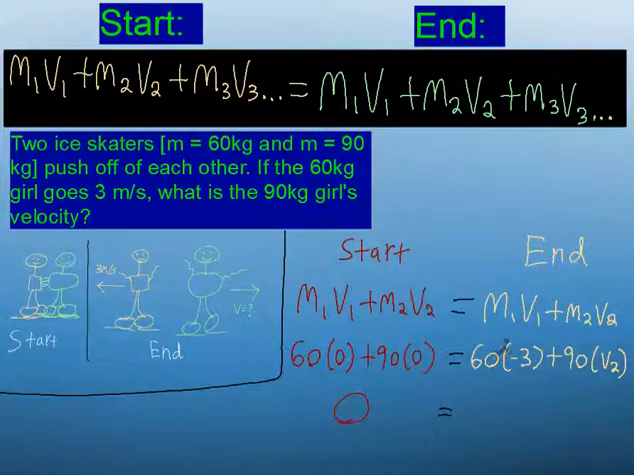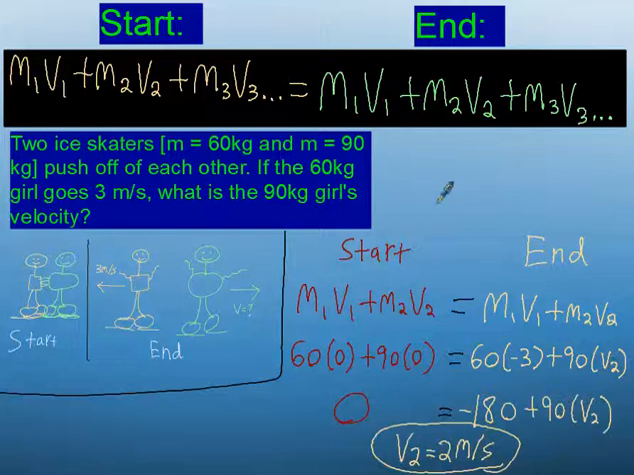Well, if we look over here, at the end of the problem, the 60 kilogram girl has a velocity of -3, and the 90 kilogram girl, well, we don't know what her velocity is, but this had better still be true. The only way for the total momentum to be 0 at both the beginning and end of the problem is if the 90 kilogram girl gets a velocity of positive 2 meters per second.